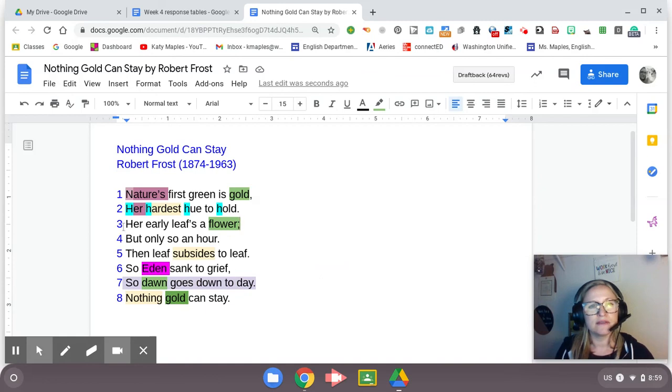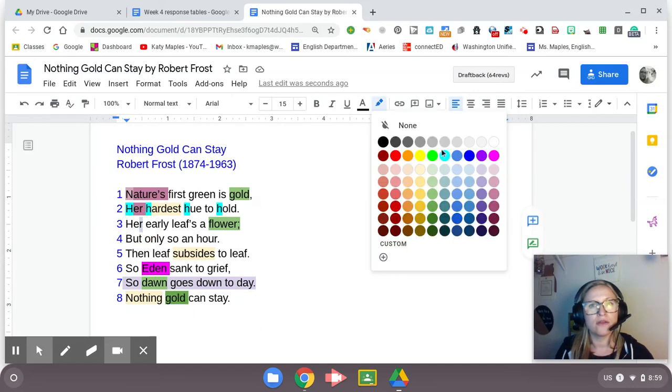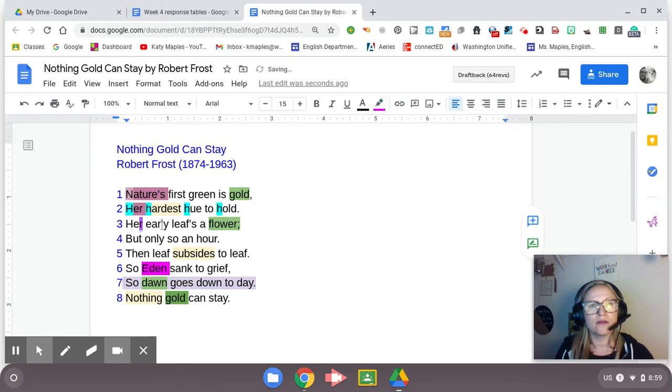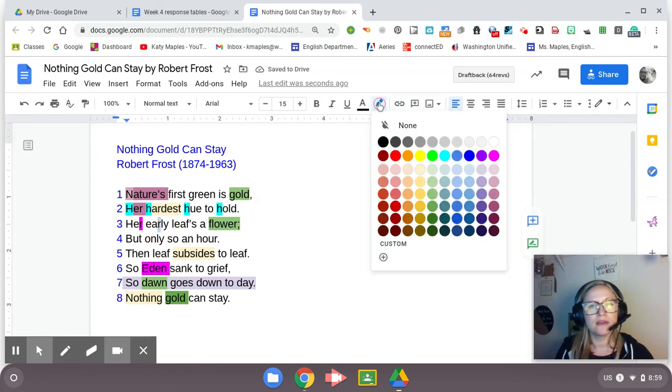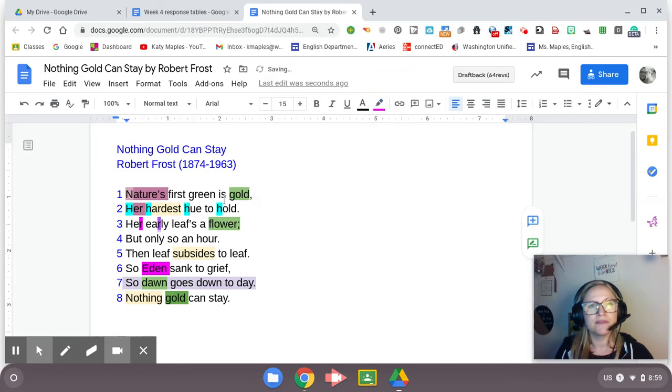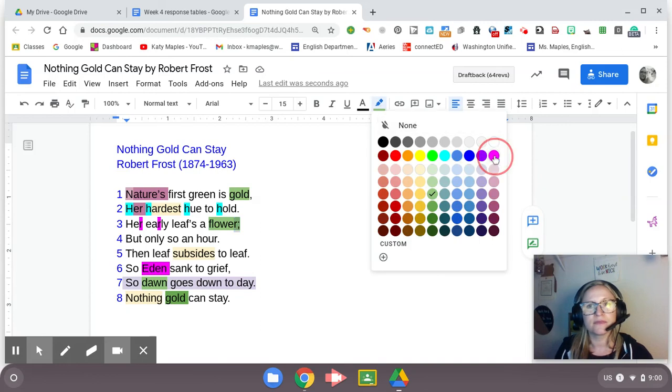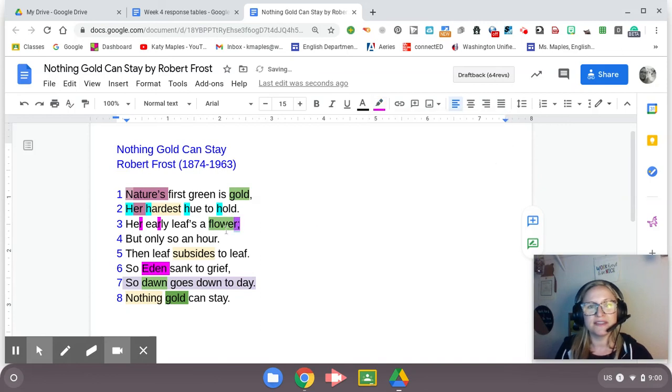Let's see. What about her early leaves a flower? That l sound repeats. Because it's a consonant sound, that would be an example of consonance. Her early leaves a flower.